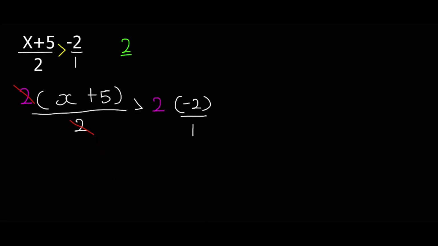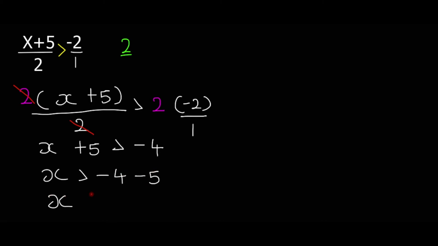So now I have x plus 5, and on the other side 2 times negative 2 is negative 4, because any number divided by 1 is that number, so we get negative 4. And then from here I solve for x. I move 5 to the other side and change the sign. Therefore negative 4 minus 5 is negative 9. So this is our solution.